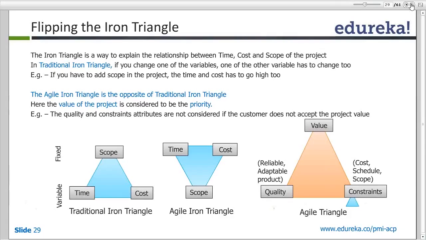But in Agile, the time and cost are fixed, but the scope is variable, right? Since we adapt, we permit changes, we are changing the scope as well. We are reviewing the change based on the feedback cycles, feedback loops. We are changing the scope, so the time and cost remain fixed, and the variable part becomes the scope. So this is called the flipping of an iron triangle.